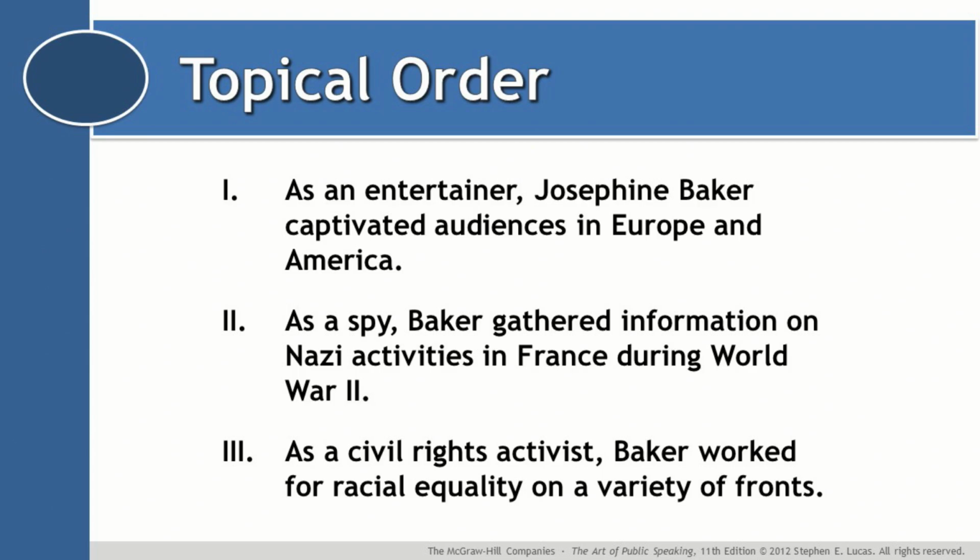So if we take the topic of Josephine Baker, our outline might look like: main point one, as an entertainer, Josephine Baker captivated audiences in Europe and America. Two, as a spy, Baker gathered information on Nazi activities in France during World War II. And three, as a civil rights activist, Baker worked for racial equality on a variety of fronts.